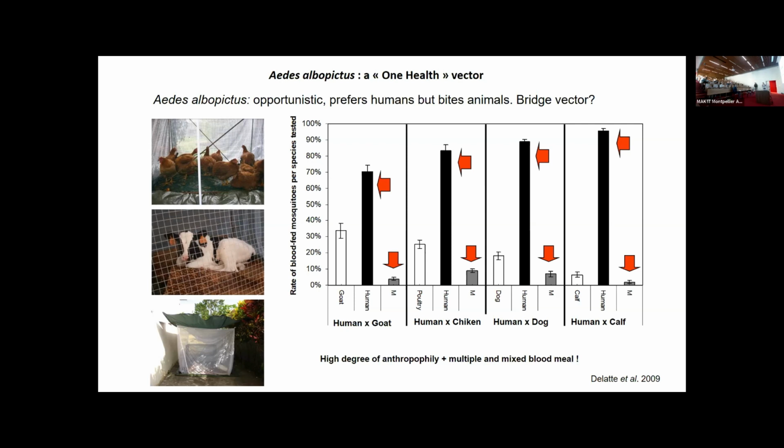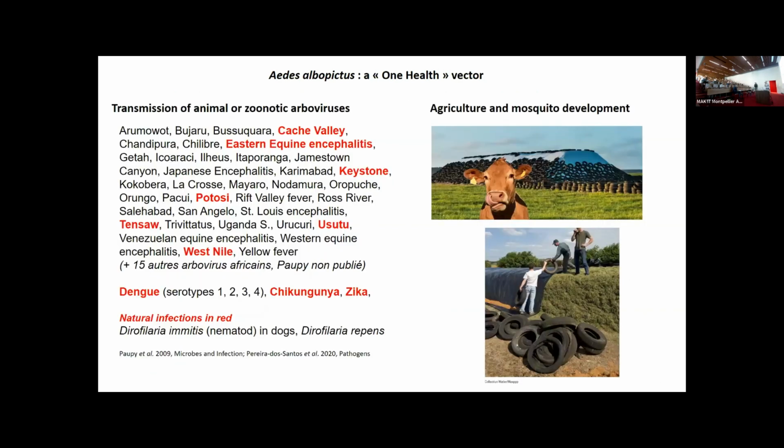So that means most of the time, Aedes albopictus can be a bridge vector from animals to human, from human to animals. And what has been seen is that this mosquito is able to transmit, in the wild, in real life, or in the lab, more than 40 different viruses, arboviruses.